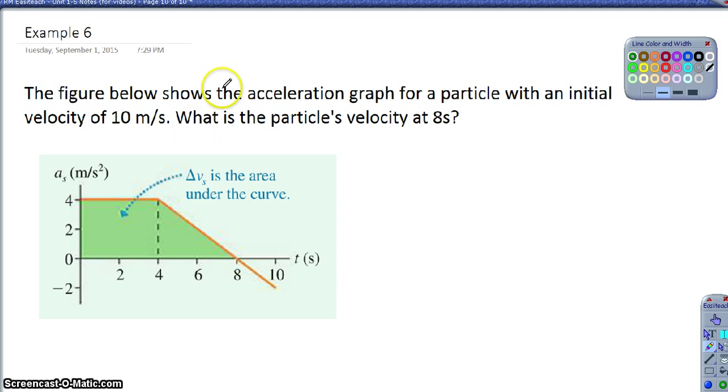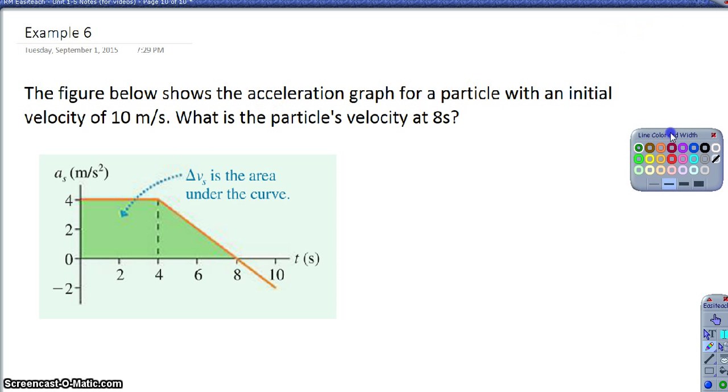Example 6, they ask us, the figure below shows the acceleration graph for a particle with an initial velocity of 10. It is very important that they tell me that because I have no way of knowing the initial velocity by just looking at the graph. I can always find the change in velocity as the area under the curve, but I don't know where it starts unless they tell me that. So they ask me what is the particle's velocity at 8 seconds.